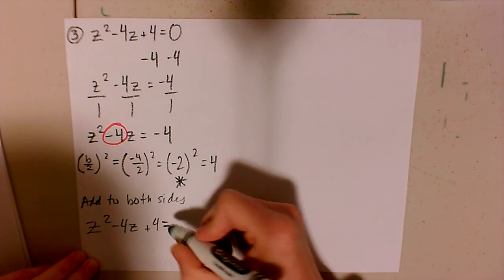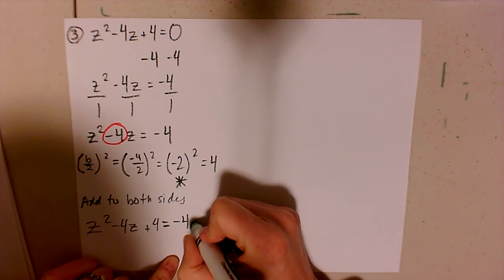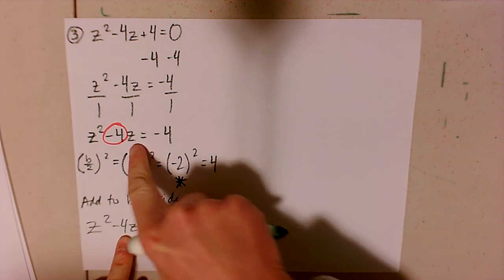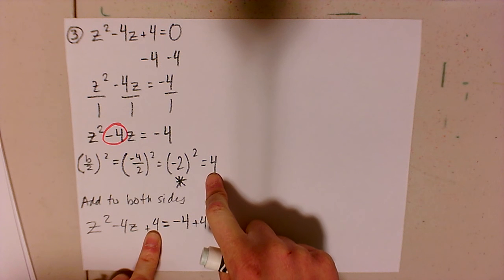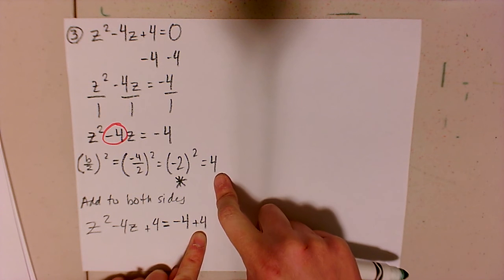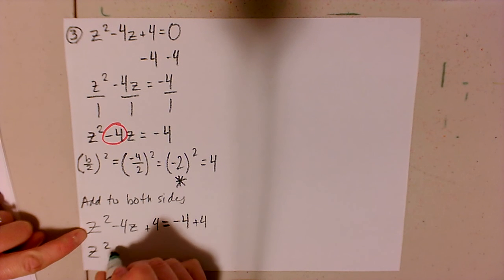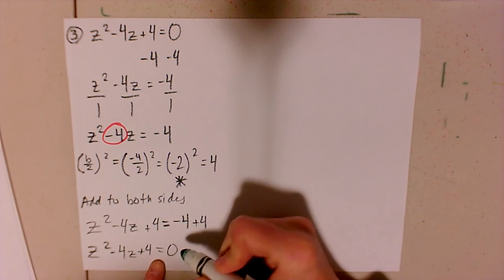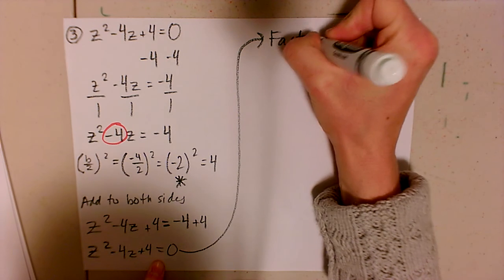Okay, and then on the right side, well, I take that negative 4 that I already had on the right side, and then I add the plus 4 that I just figured out. Okay, so z squared minus 4z comes from the original part of the problem. The plus 4 comes from the 4 that we had to add to both sides. The negative 4 comes from the original part of the problem, and then this plus 4 comes from what we have to add to both sides. So we can go ahead and simplify this, and we get z squared minus 4z plus 4 is going to equal 0.